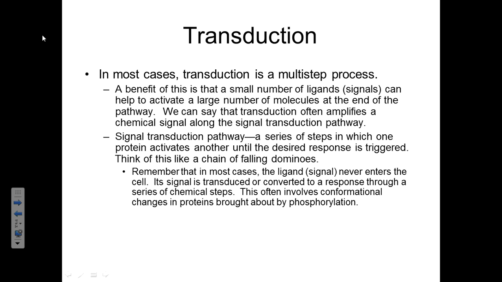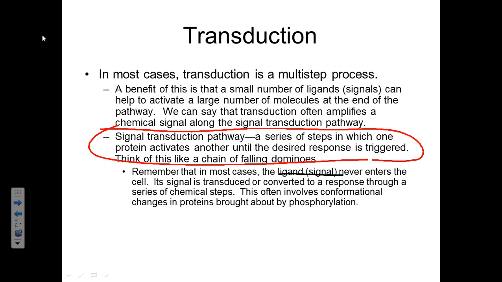Kind of a good summary of what signal transduction is, that one little statement right there. It's a series of steps in which one protein activates another until the desired response is triggered. Again, think of it like a chain of dominoes. Also remember, like it says up here, that most of the time the signal, the ligand, never goes into the cell. It binds to a receptor on the outside. And that triggers all these things to happen on the inside.